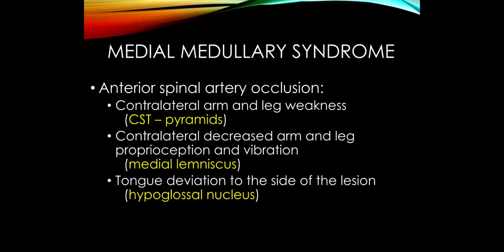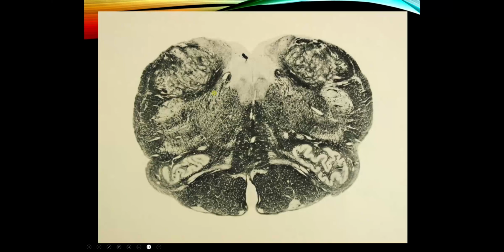Okay, and so the three areas that are most important for medial medullary syndrome are the corticospinal tract, the medial lemniscus, and the hypoglossal nucleus. And I've consistently pointed those three out as being in the medial medulla. Now, what supplies the medial medulla? It's a branch off of the vertebral artery called the anterior spinal artery. And so this is a stroke of the medial medulla. And if you had to choose a blood vessel, you would choose the anterior spinal artery.